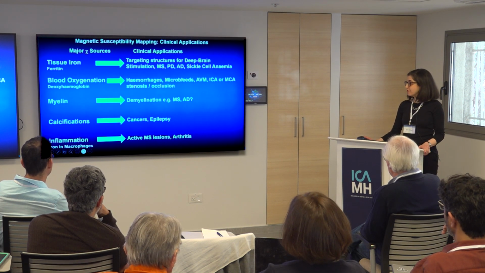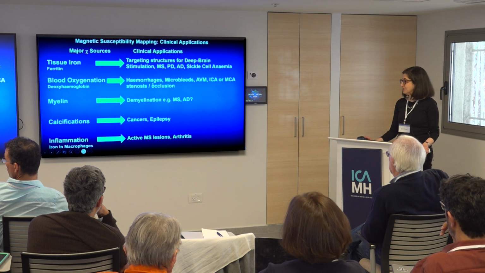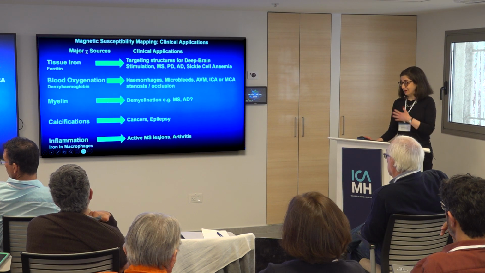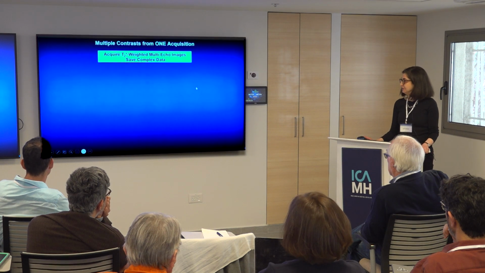We can also look at microbleeds in Alzheimer's and other diseases. We can look at hemorrhages, demyelination, epilepsy, and also inflammation in active rim lesions in MS. So there's a whole host of applications.